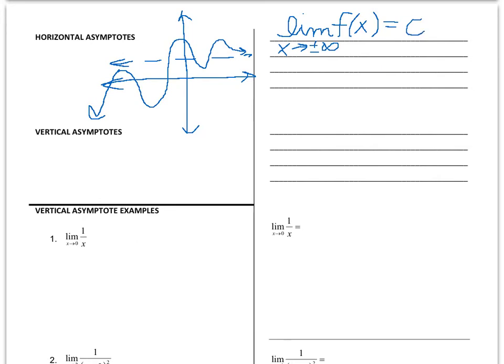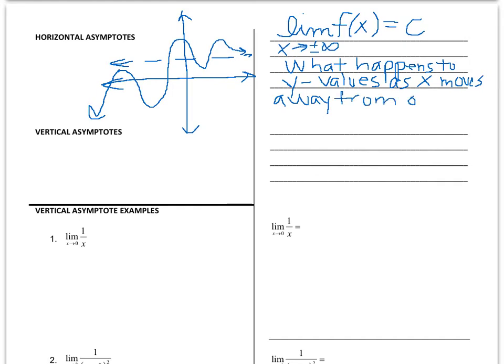So we want to know what happens to y as x gets further and further away from the origin. What happens to those y values? If there is a horizontal asymptote, there will be a limit. It's supposed to say moves. So what happens to the y values as x moves away from the origin? That's a horizontal asymptote. I want to know the y values as x moves away from the origin.